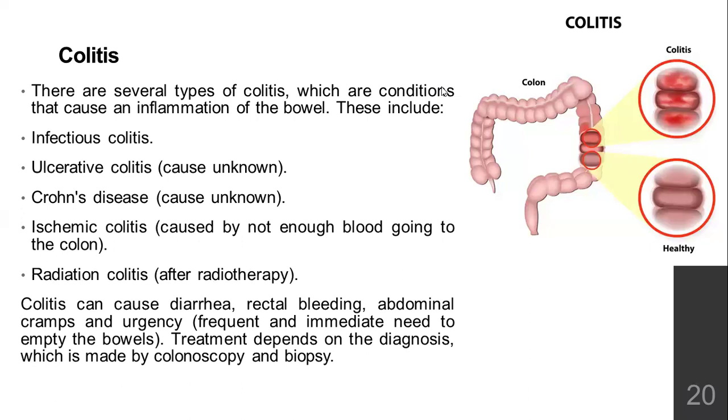So symptoms of colitis: diarrhea, rectal bleeding, abdominal pains, and urgency in passing, an immediate need to empty the bowels. Treatment depends on diagnosis, identifying what kind of colitis it is. If it is infectious colitis, what kind of infection? Is it bacterial or viral? Based on that, medication will be given. If it is ulcerative colitis, anti-inflammatory drugs will be given. Crohn's disease, again, anti-inflammatory drugs and pain management. Ischemic colitis, you have to remove the blockage from the blood vessels and establish a good blood flow.